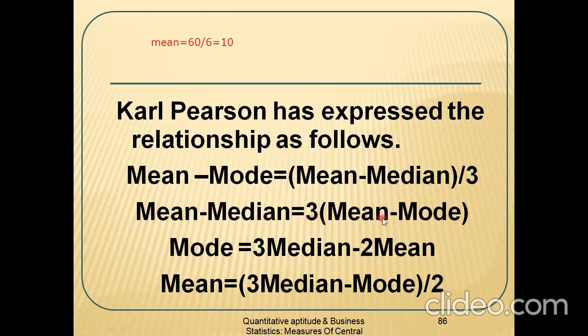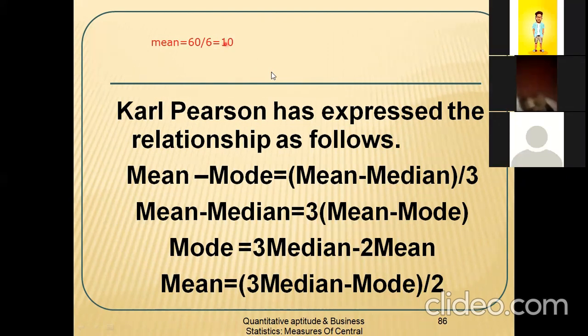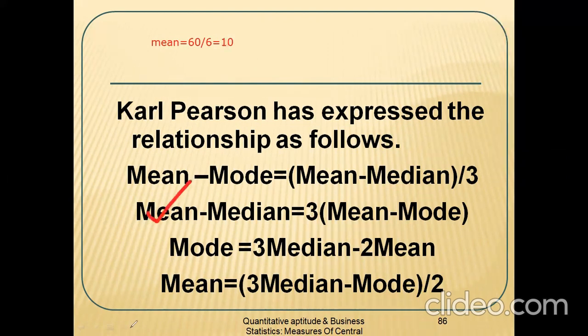In both places, mean is there. Subtract this with median, subtract that with mode, and this factor will be multiplied by 3. You should remember this one, and the last point we discussed, that is mode equals 3 median minus 2 mean. These two are the only important things to remember. This is how the empirical relationship has been given between mean, median, and mode. If any one number is missing, we can calculate it.